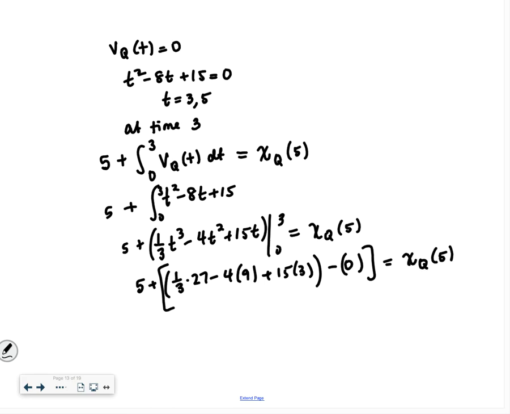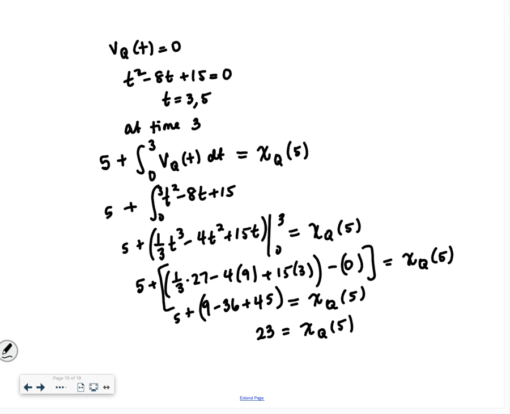Wouldn't that be terrible if they had it from 1 to 3 or something? Oh, man. All right, so I'm going to have 9 minus 36 plus 45. And I'm going to do plus 5. So I end up getting 23. So you can check that, but make sure it's 23. So we get x subscript Q of 3 is 23.